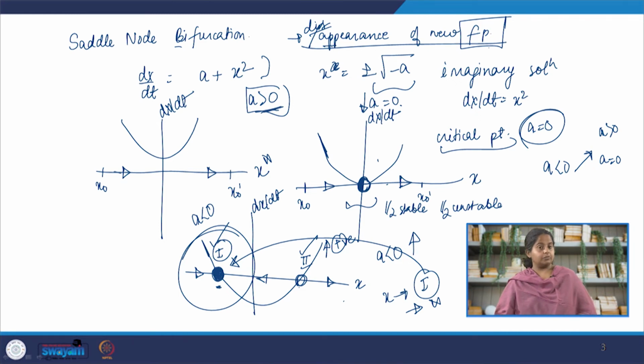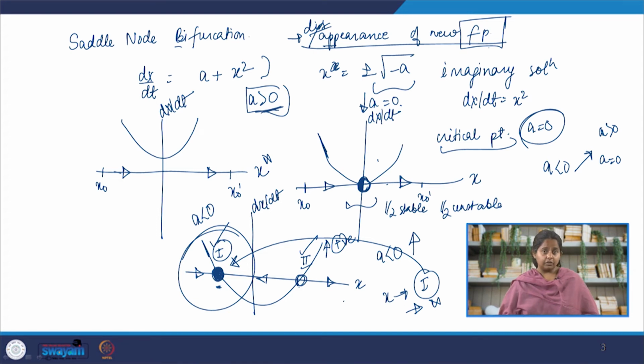There are various names for saddle node bifurcation. One of the most poetic names is blue sky bifurcation because of the phrase in English that fixed points appear out of the blue sky. Another is fold bifurcation, and there are several other names that I am not remembering right now, but you can look it up. The most popularly used name is saddle node bifurcation.